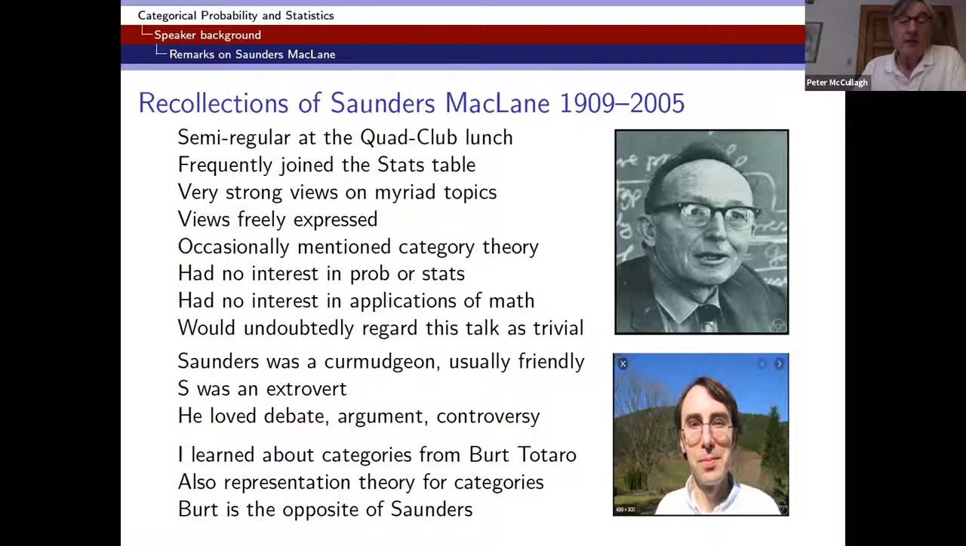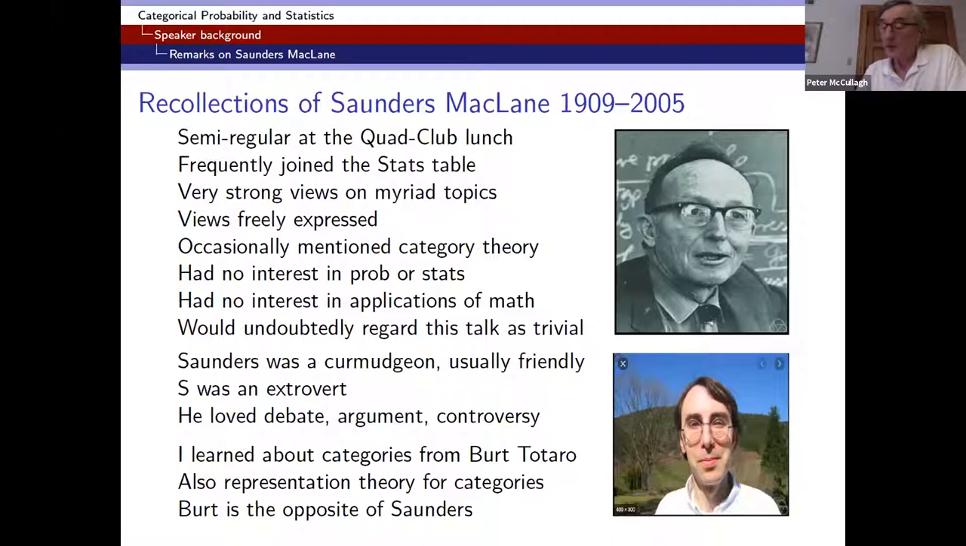To say that Saunders was a curmudgeon is certainly, at least in my experience, true, and he's usually friendly, but certainly not always. He was an extrovert, and he loved debate and argument and controversy, but I never learned any category theory from him. When I got into this sort of thing about twenty odd years ago, I talked to Burt Totaro, who was a young assistant professor in the Department of Mathematics at Chicago, and he gave me a gentle introduction to most of this material, none of which I had ever heard of before. But Burt, in terms of personality, is exactly the opposite of Saunders. He's very quiet and very reserved. Okay, so that's just for historical background.